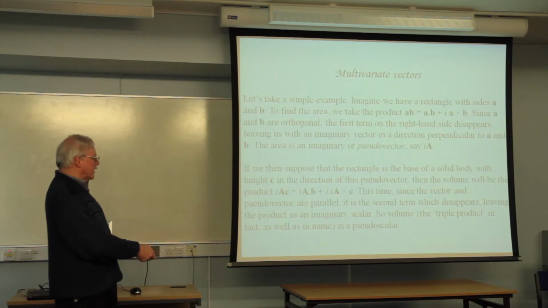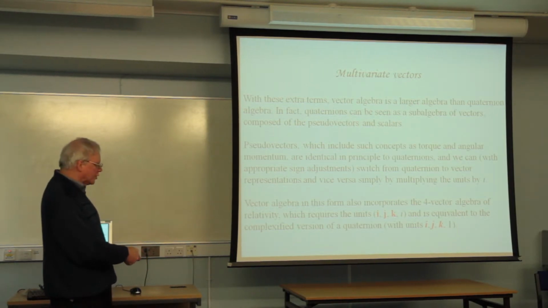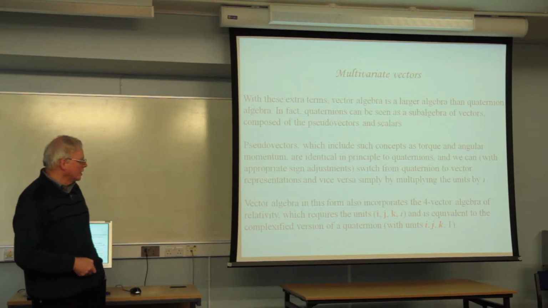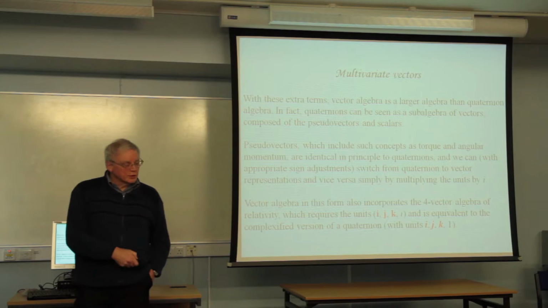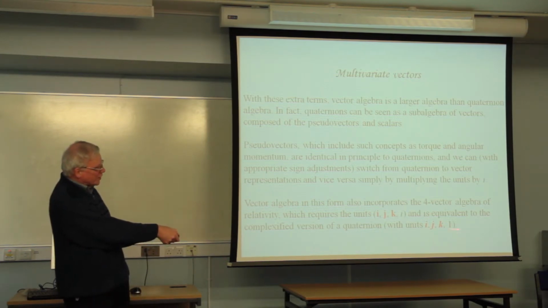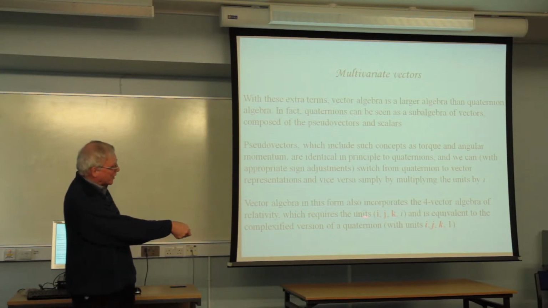And if you do vector algebra in this form, and you can, it incorporates the 4-vector algebra of relativity, and it's equivalent to the complexified version of a quaternion. So if you complexify that, you get that in principle. It doesn't matter if it's plus or minus. If you complexify that, you get that.